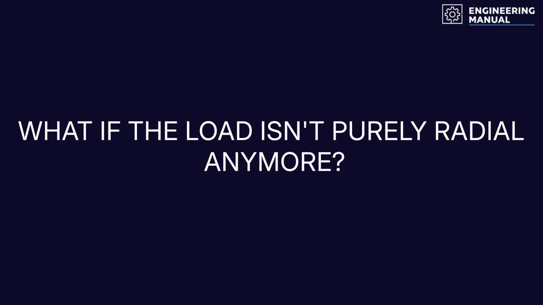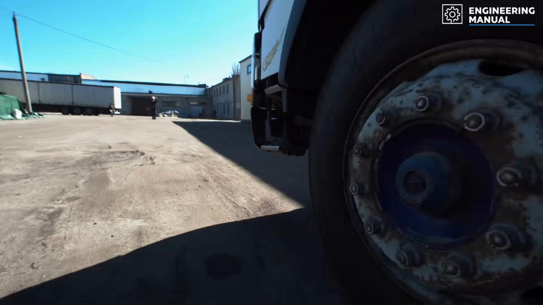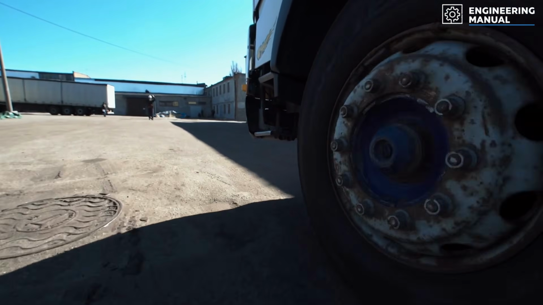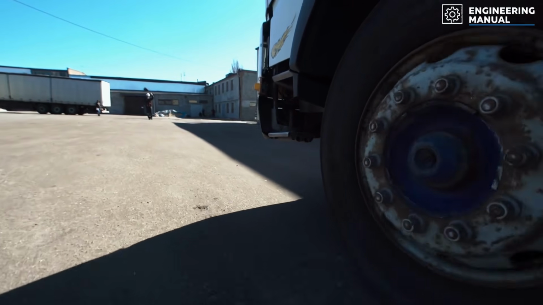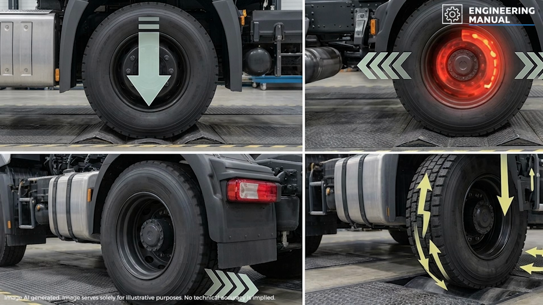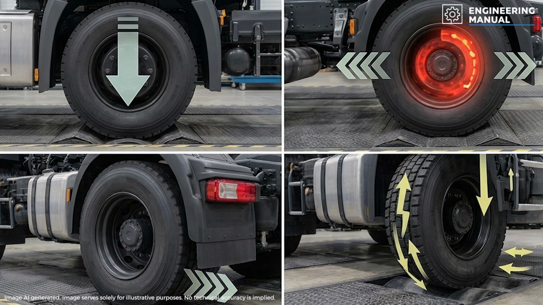But another question soon appeared. What if the load isn't purely radial anymore? A truck wheel doesn't just support the weight of the vehicle. It also experiences side loads while cornering, braking forces, acceleration, road impacts.